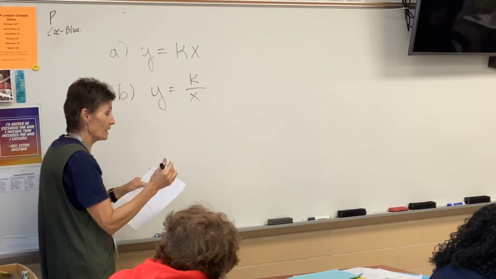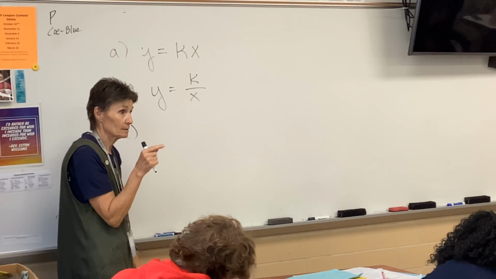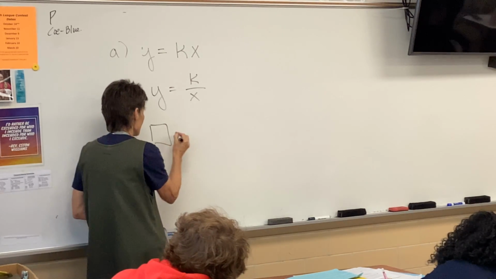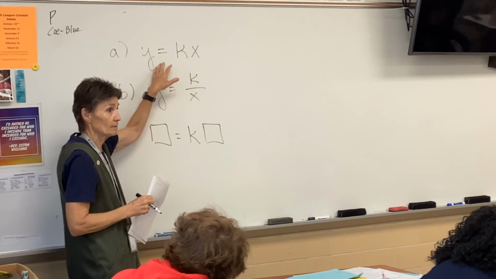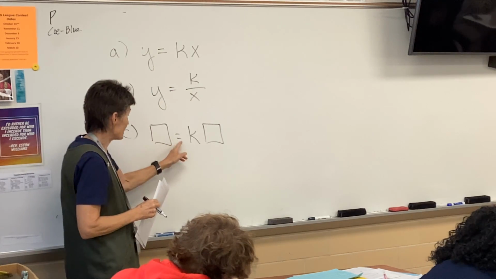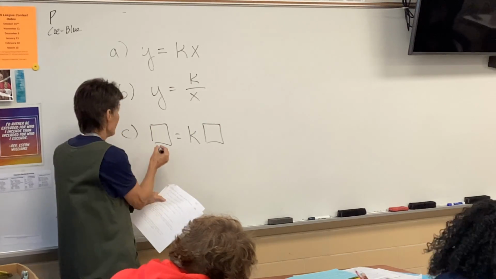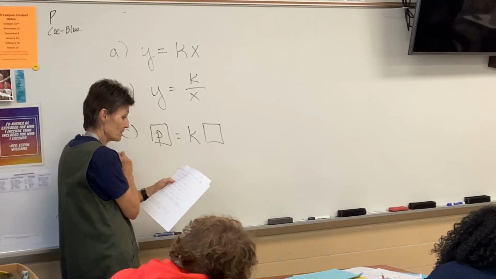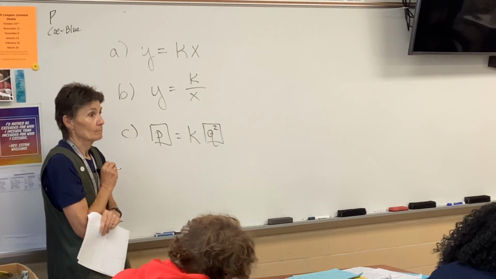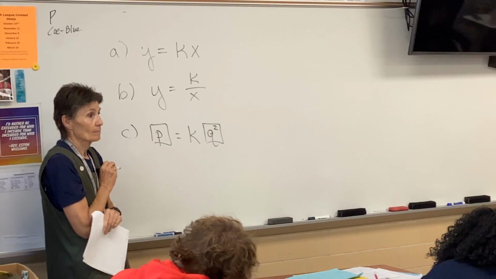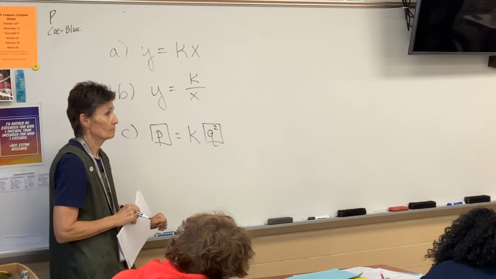So then, when I look at letter C, it talks about direct. So something is going to be k times something. That is direct variation. Y equals kx. Only it isn't always y and x. What is it in this problem? P varies directly as q squared.